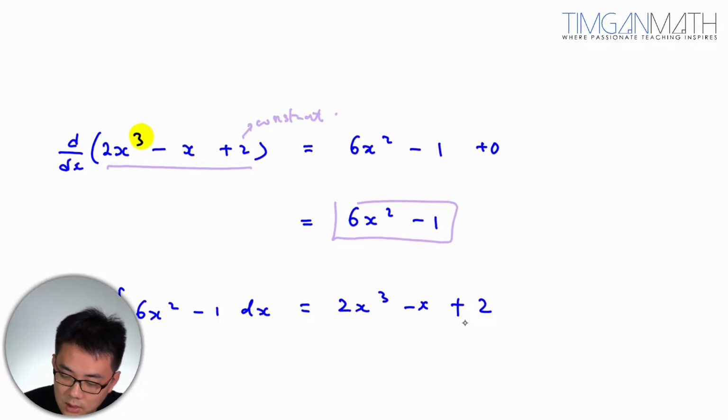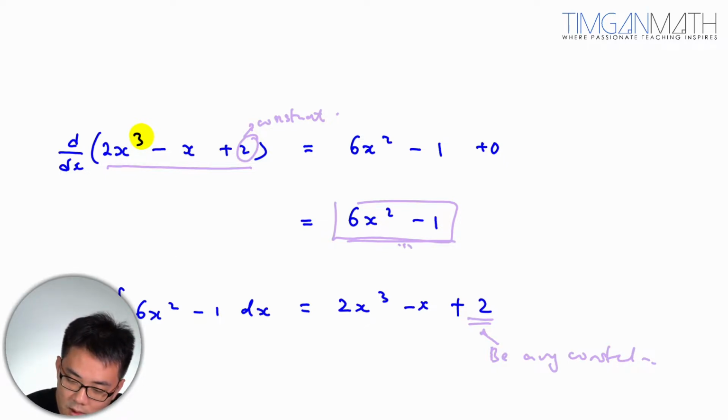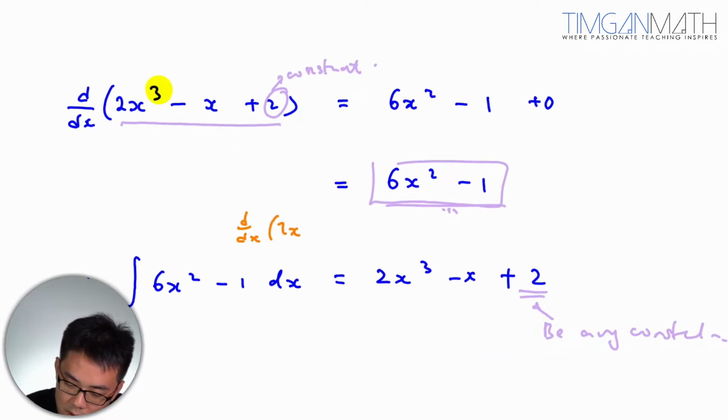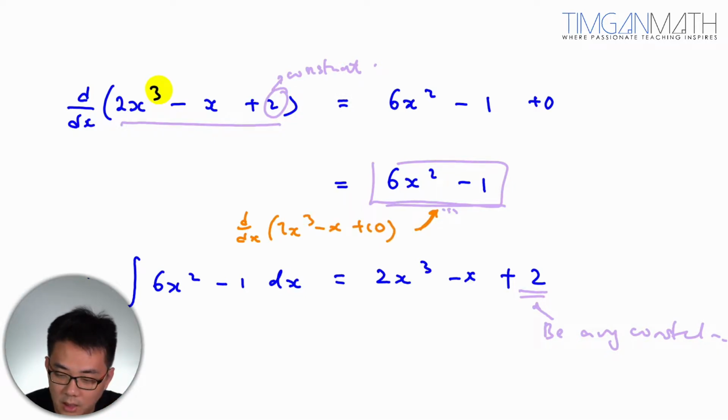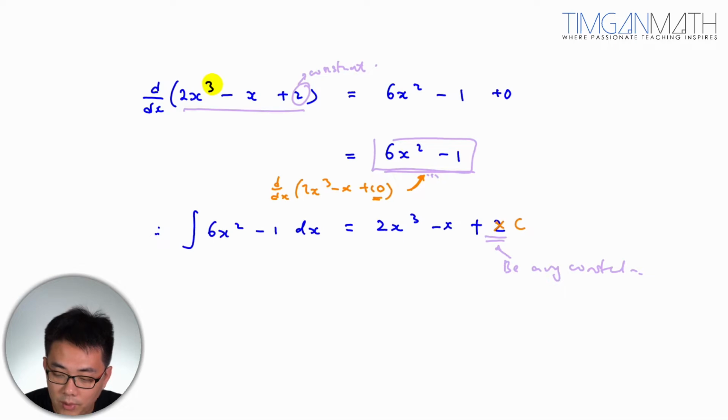So this can be any number. It can be any constant. If you don't believe me, you just write this as 3 or 2, you still get the same answer. For example, when you differentiate 2x cubed minus x plus 10, you also get the same thing. It really doesn't matter what constant you use, so that's why we will use this as c. When we integrate this, we get back this. So this is how we write it. The integration of 6x squared minus 1 is equal to 2x cubed minus x plus c.